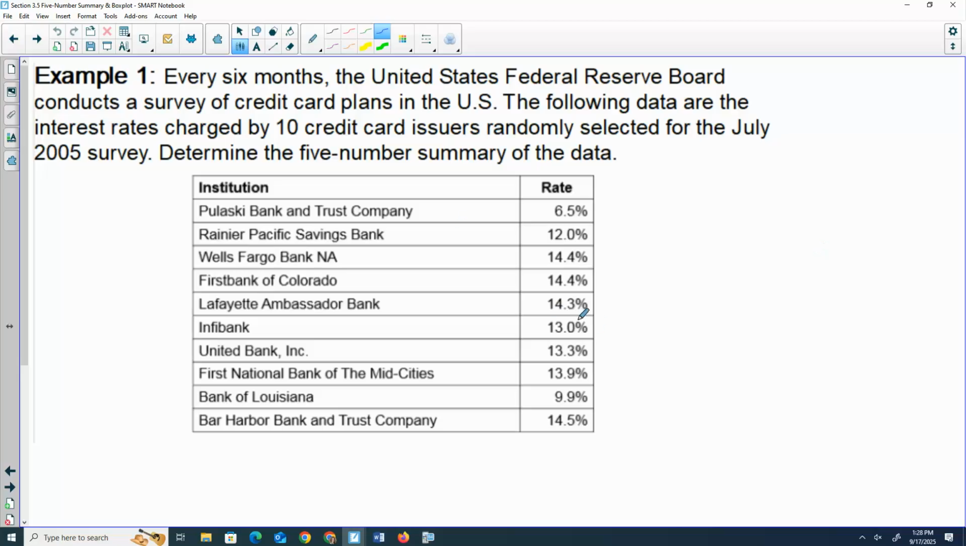So, for instance, if I gave you this one: every 6 months, the United States Federal Reserve Board conducts a survey of credit card plans in the U.S. The following data are the interest rates charged by 10 credit card issuers randomly selected for July 2005. Find the 5-number summary. Okay, we could do it by hand, but we have a calculator, why not? So let's enter everything in our L1.